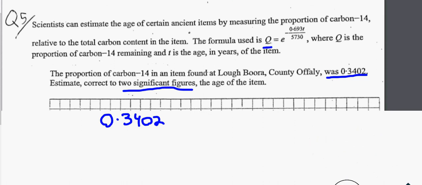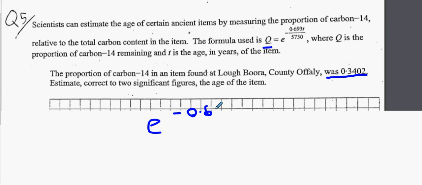Now, what you're getting told is the following. You're getting told that e to the power of minus 0.9693t over 5,730 is equal to q, and q is 0.3002. Everybody cool with that? Now, next part.